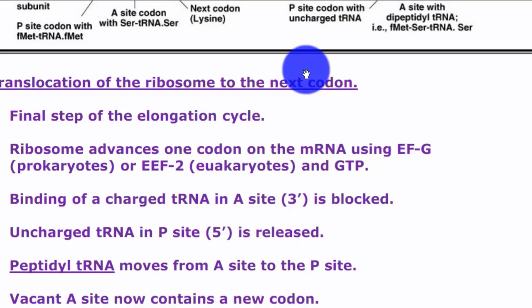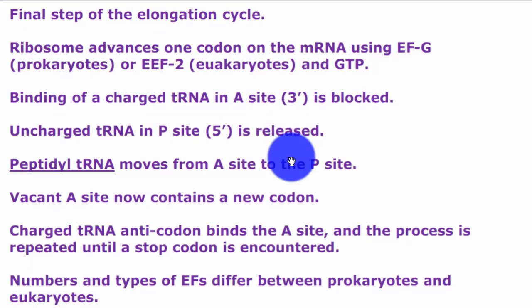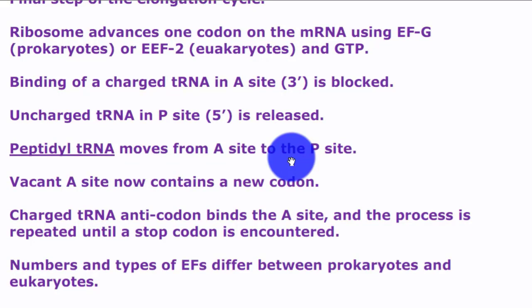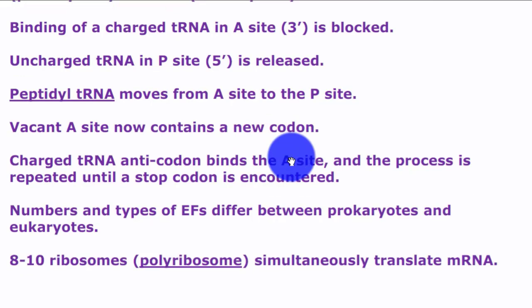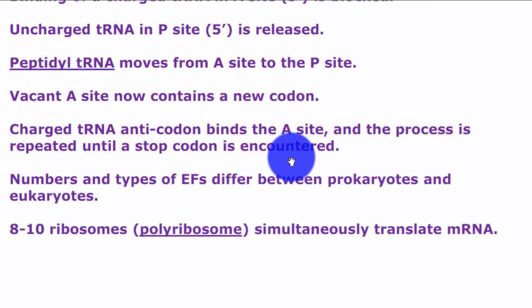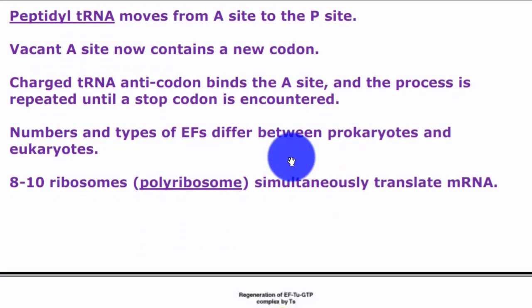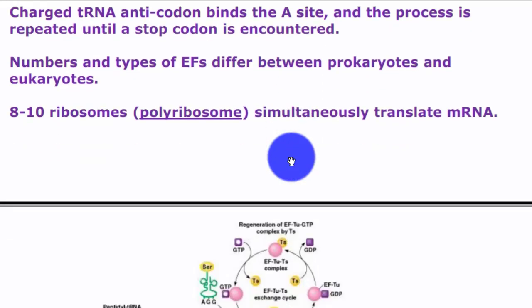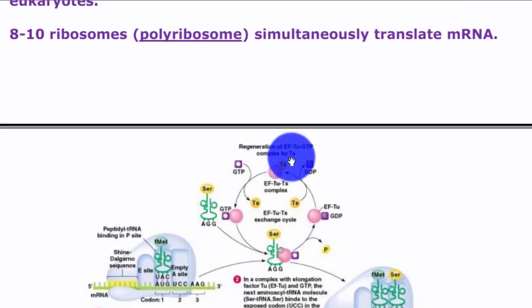Translocation of the ribosome to the next codon, the final step of the elongation cycle. The ribosome advances one codon on the messenger RNA. Using EF-G, binding of charged transfer RNA in the A site is blocked, and the uncharged transfer RNA in the P site is released. Peptidyl transfer RNA moves from the A site to the P site. The A site now contains a new codon. Charged transfer RNA for that codon binds to the A site, and the process is repeated until a stop codon is encountered. The number and type of elongation factors differ between prokaryote and eukaryote.